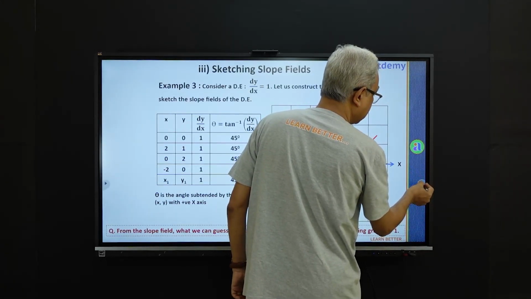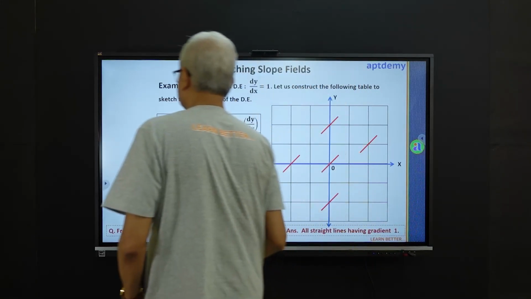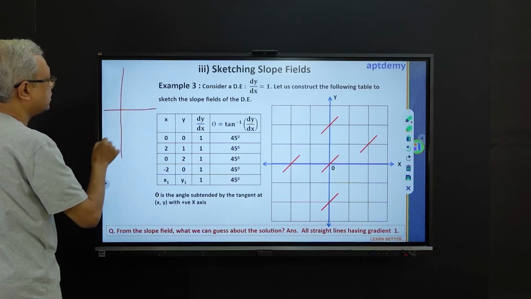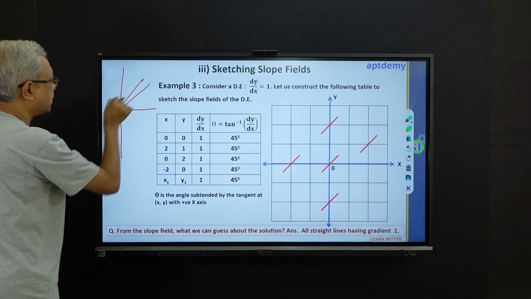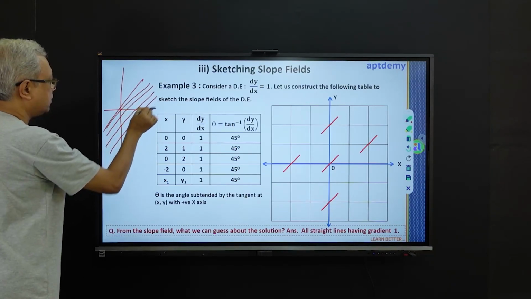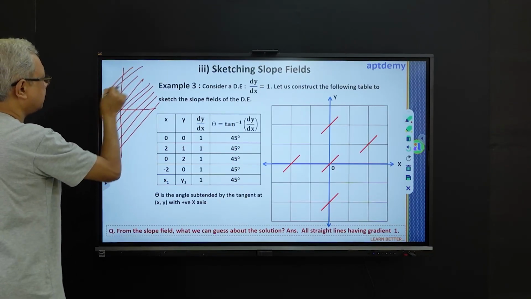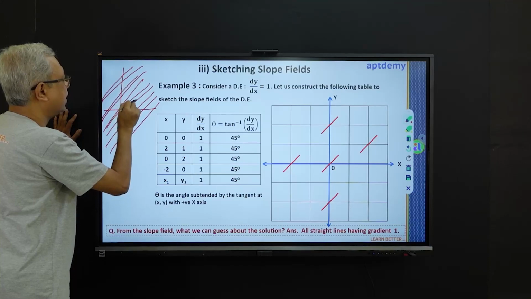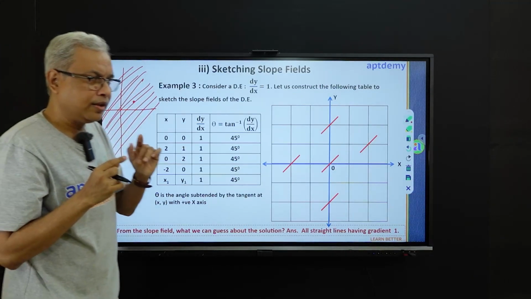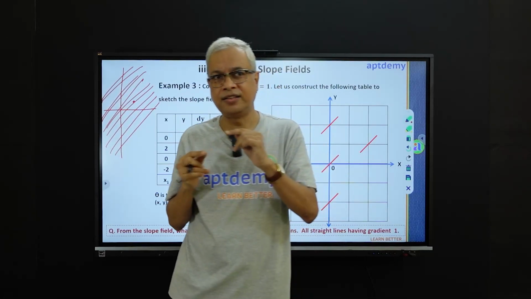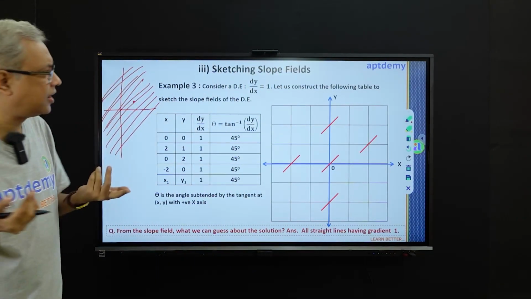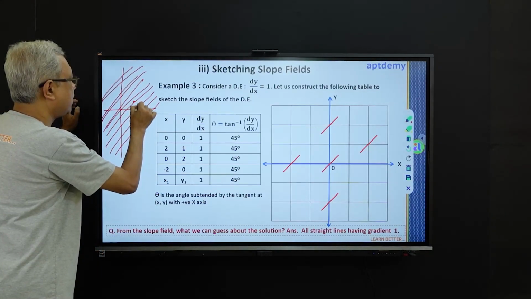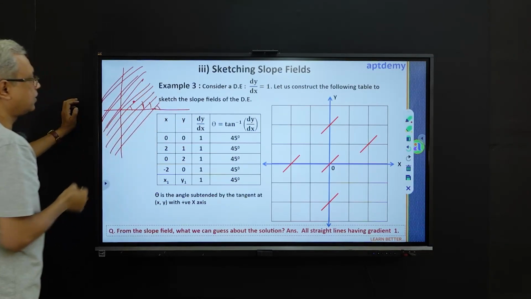Once again, this is the xy plane, and you draw all straight lines making an angle of 45 degrees. How many such straight lines are possible? An infinite number of straight lines are possible. And you take any point on the straight line and draw a tangent. The tangent drawn at any point on a straight line is the straight line itself, and since the straight line itself is making an angle of 45 degrees, wherever you go, it is always 45 degrees.